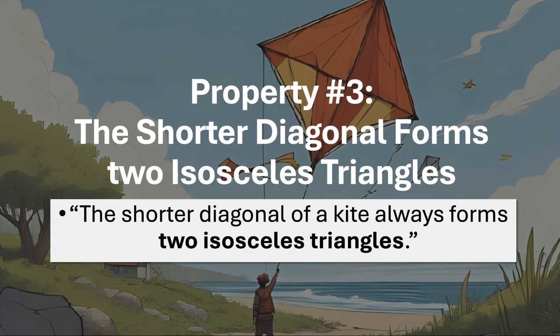Alex saw that the horizontal wooden stick, the shorter diagonal, was connected to two sides of equal length on both ends. This created two identical looking triangles. The point is, in property number three, the shorter diagonal of a kite always forms two isosceles triangles. And this will help you analyze angles and sides quickly when solving problems involving triangles inside a kite.